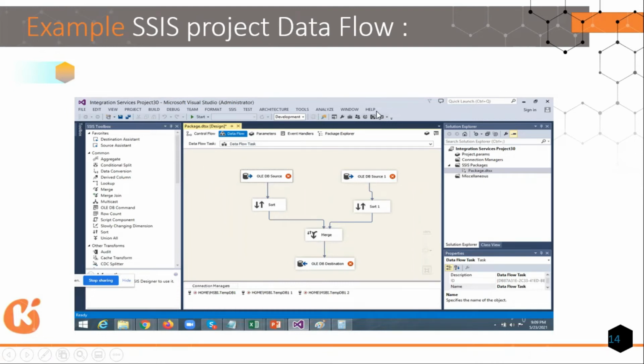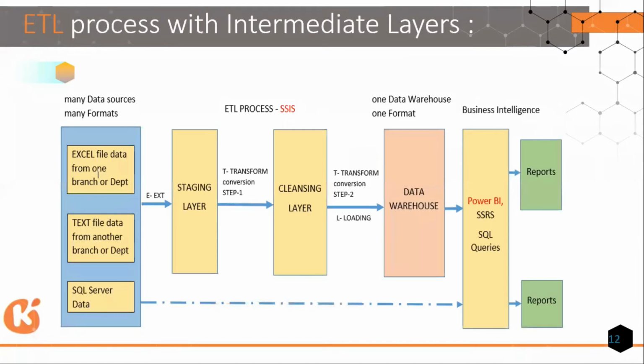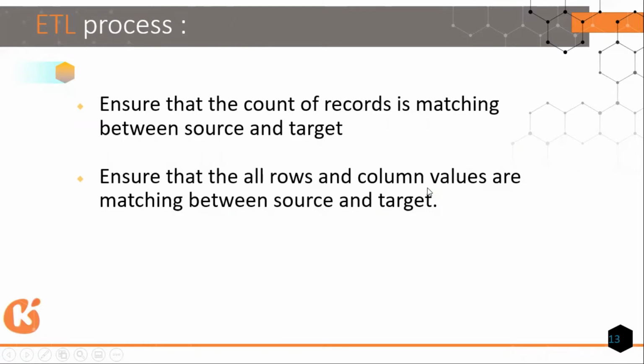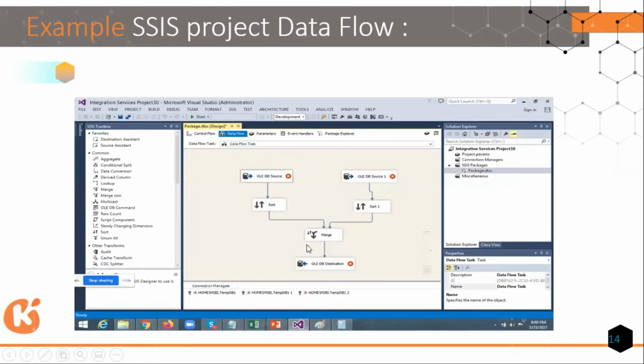I have given a screenshot of an example SSIS data flow. In the diagram, we have shown left to right: left side source, right side destination, data warehouse. In an SSIS data flow, it will be from top to bottom. Top side sources will be there, and at the bottom there will be destination targets. In between, you can use any number of transformations.